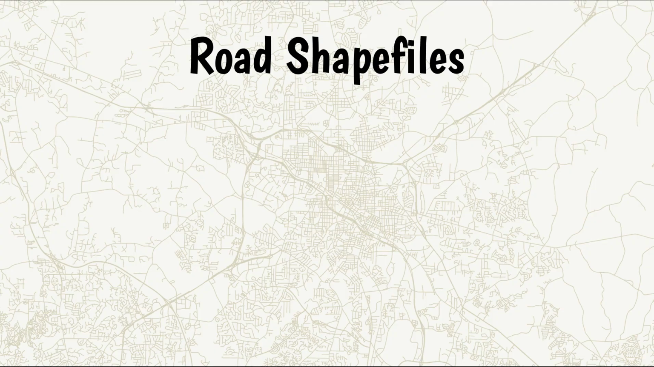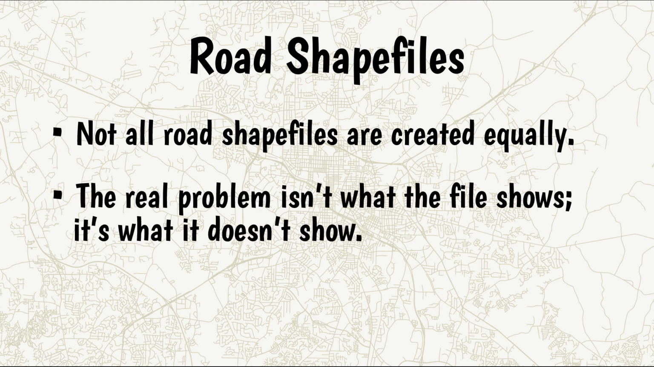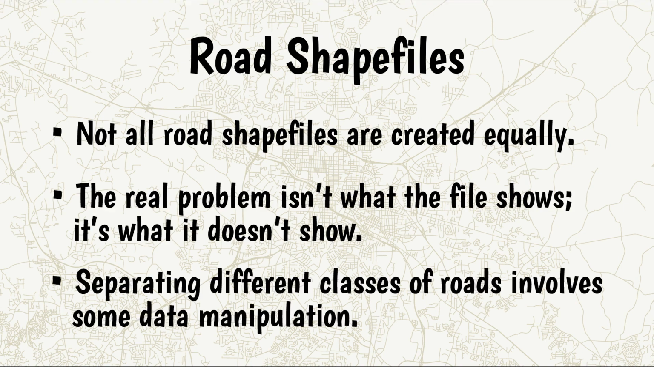Before we get started, I need to talk about road shapefiles. You can find a roads shapefile for just about anywhere in the world, but they are not created equally. Some show every street in the area, others show only major roads. But the real problem isn't what the file shows, it's what it doesn't show. Separating different classes of roads involves some data manipulation. How easy or hard it is to separate them depends on the data attributes. In this video, I'll show several different ways to deal with this issue.